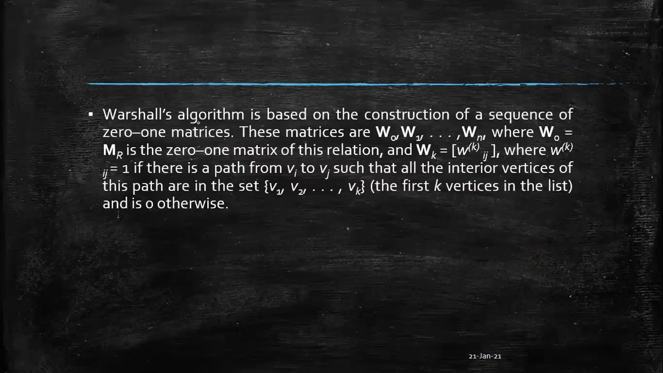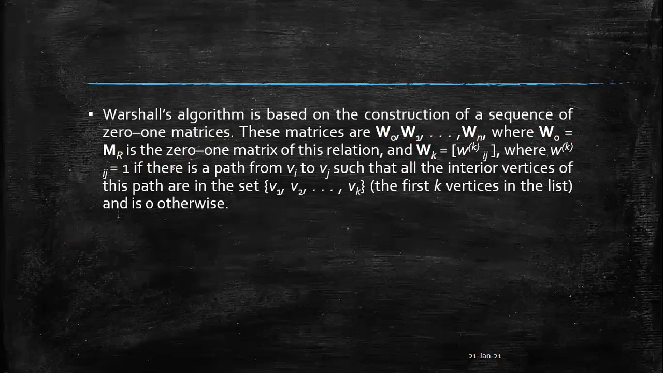Now going to the algorithm, Warshall's algorithm is based on the construction of a sequence of 0, 1 matrices. These matrices are given the names W0, W1 and so on up to Wn, where W0 is the matrix for the relation. So, generally, how we create a matrix for a relation, W0 is the first matrix, that is the initial matrix for a given relation.